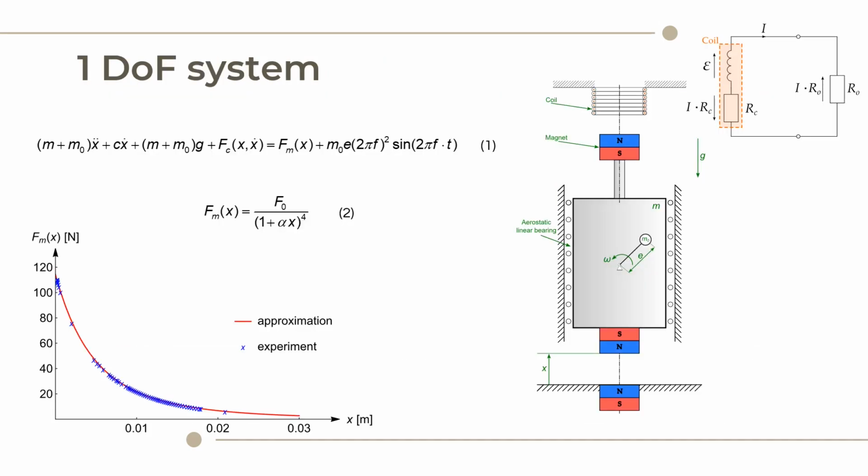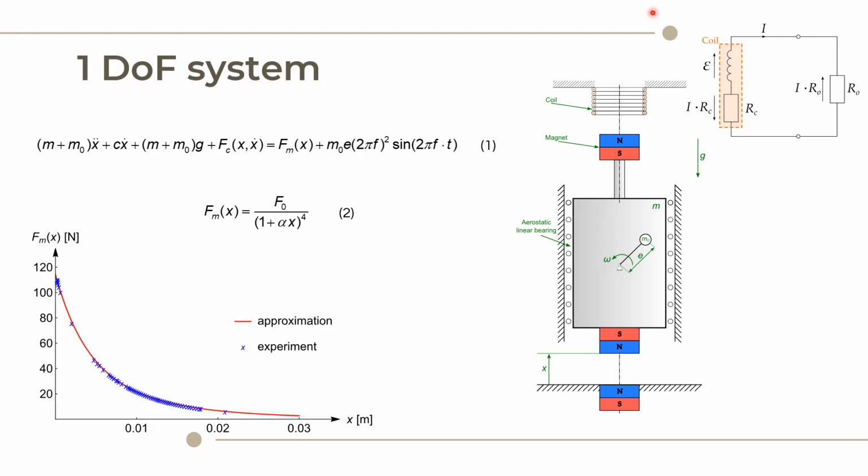Let me move to the mathematical modeling part. Formula 1 presents the governing equation of motion of the 1 DOF system. It consists of the components of the magnet-coil interaction Fc and the magnetic spring force Fm. The magnets' interaction is described by the simple expression 2, whose parameters F0 and alpha have been determined based on the experimental data. The oscillator has been gradually loaded by known masses and the distance between magnets was successively recorded.